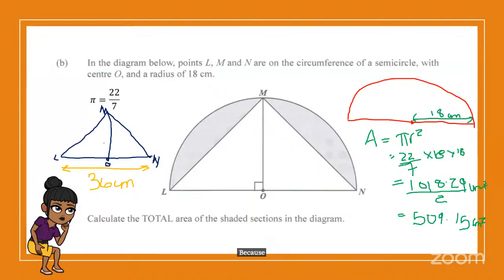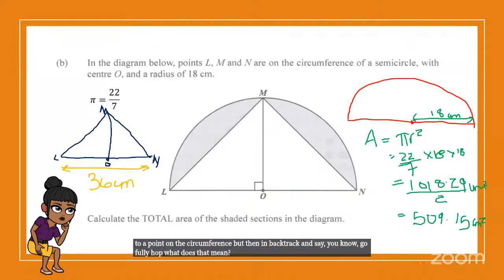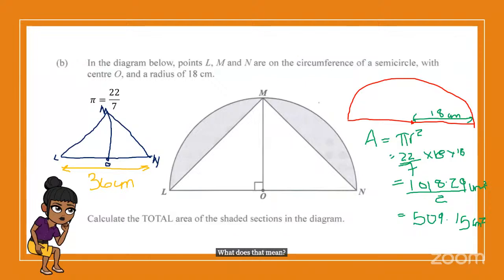Someone says it goes from the center to a point on the circumference, but then backtracks and says it goes fully half. What does that mean? What does that mean?